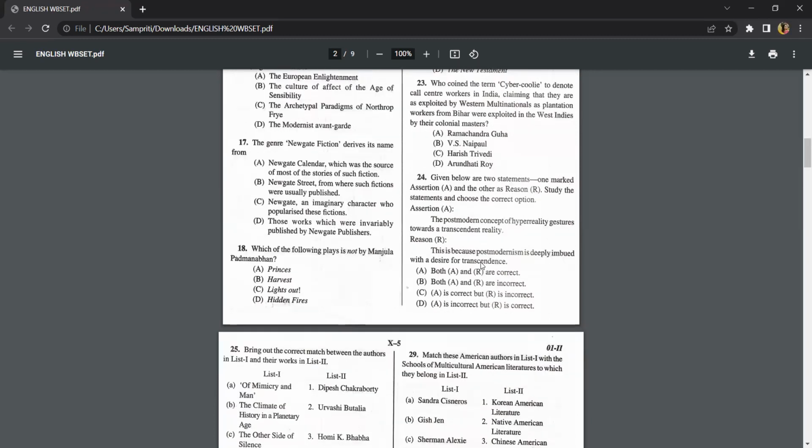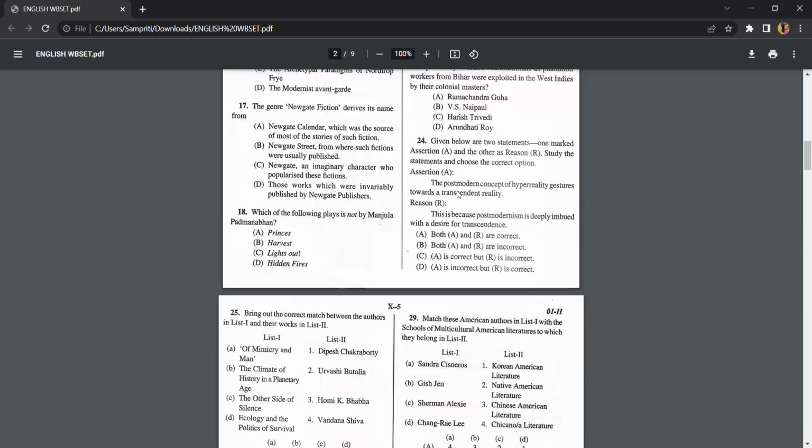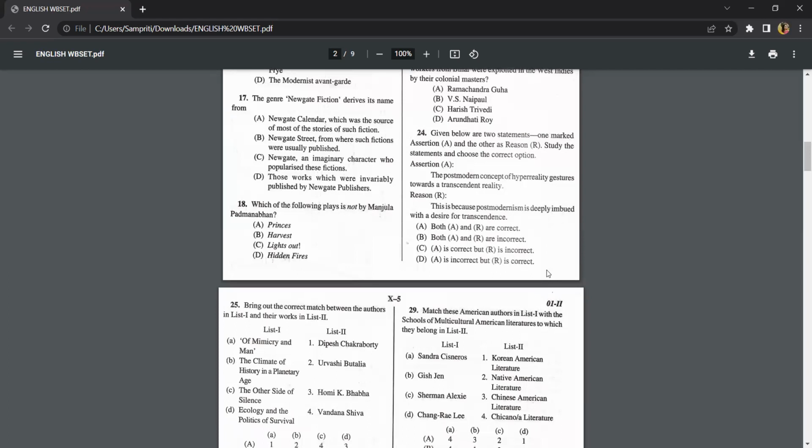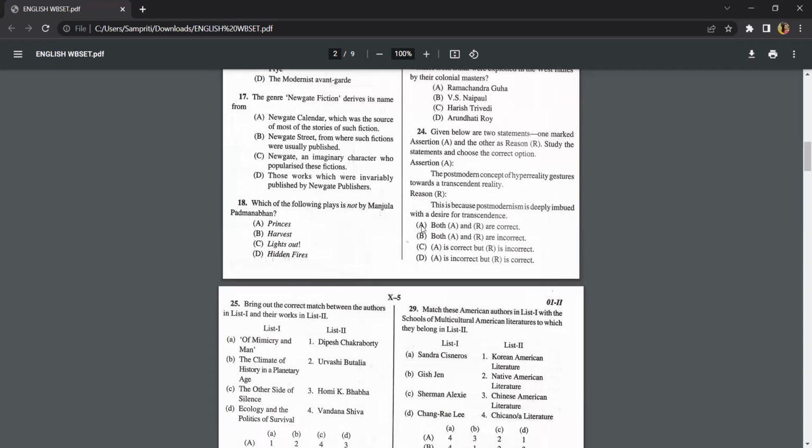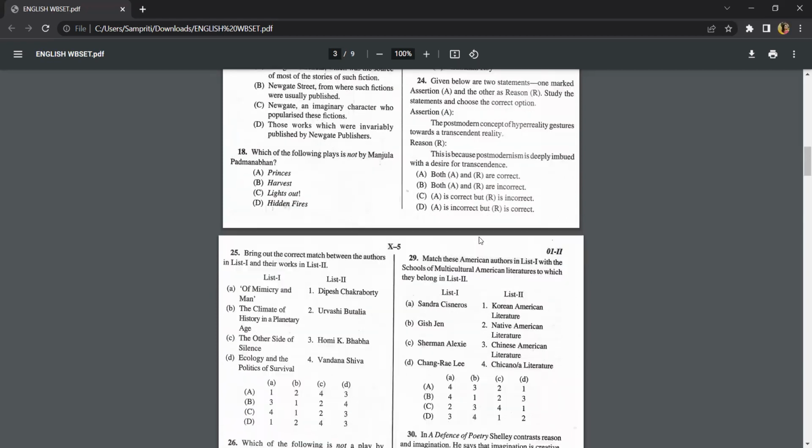24. Given below are two statements. The postmodern concept of hyper-reality gestures towards a transcendent reality. Reason: this is because postmodernism is deeply imbued with a desire for transcendence. Last year also, a question on hyper-reality was asked. Yes, I think both A and R are correct, so option A in my opinion. Not sure, but if I was in the exam hall, I would have chosen option A.